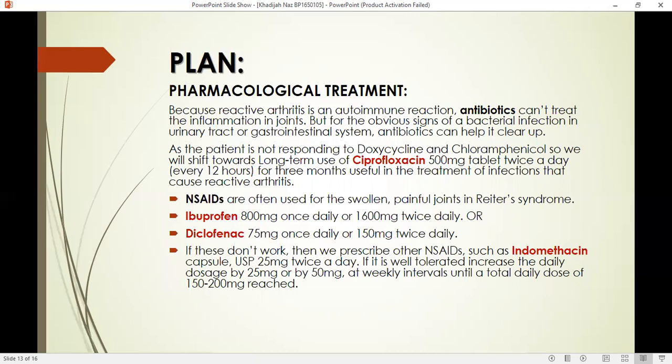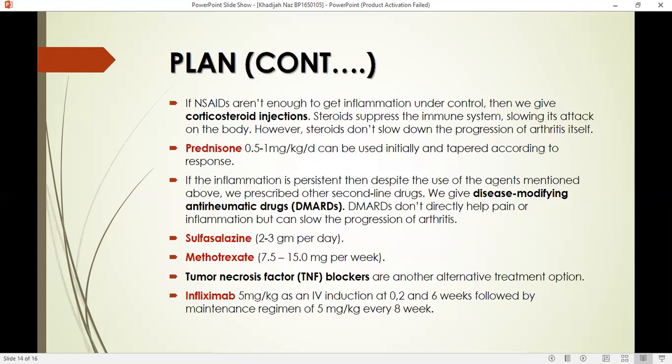for 3 months. Then we give NSAIDs for swollen and painful joints in Reiter syndrome. In NSAIDs, we use ibuprofen 800 mg once daily or 1600 mg twice daily. Or we can give diclofenac 75 mg once daily or 150 mg twice daily. If these above NSAIDs don't work, then we prescribe another NSAID such as indomethacin capsule, and the dose is 25 mg twice a day. If it is well tolerated, then we titrate the dose up to 150 to 200 milligram.